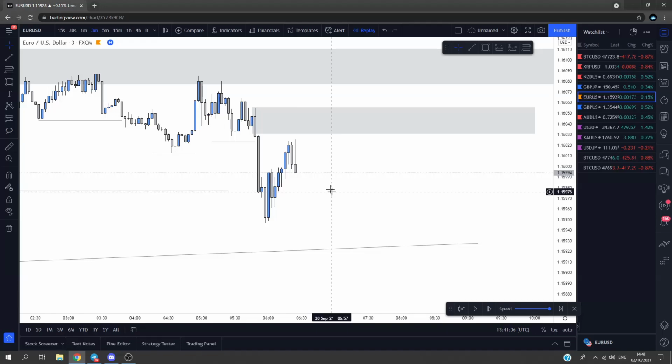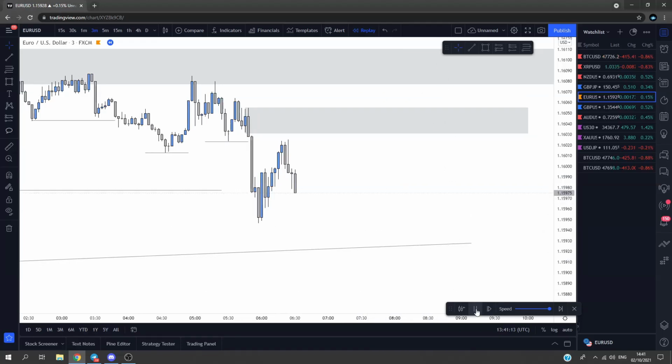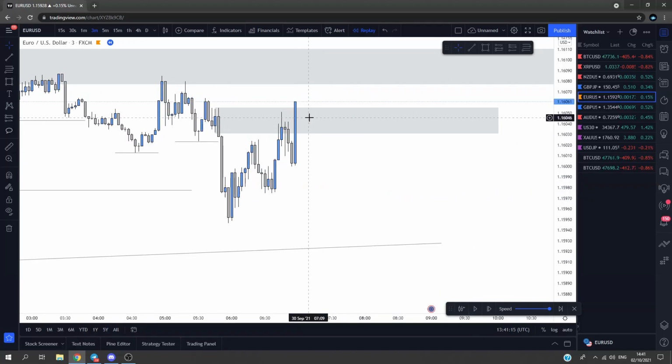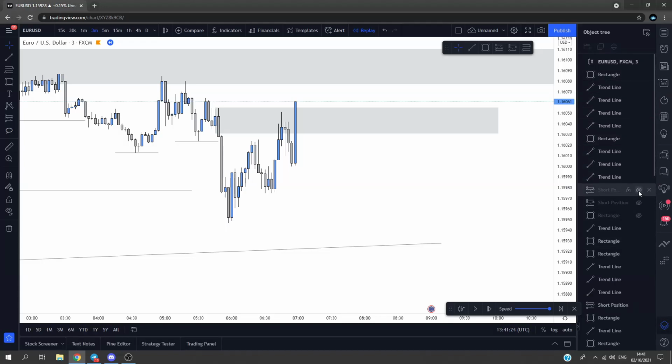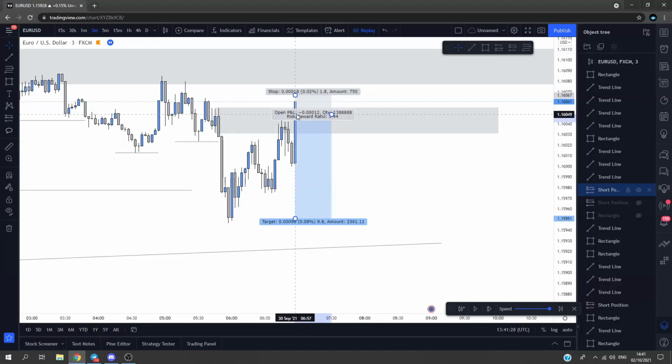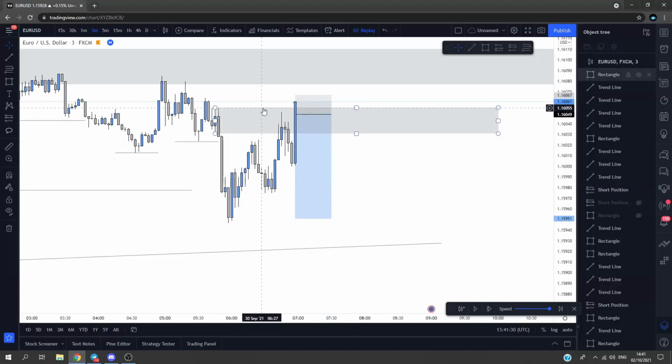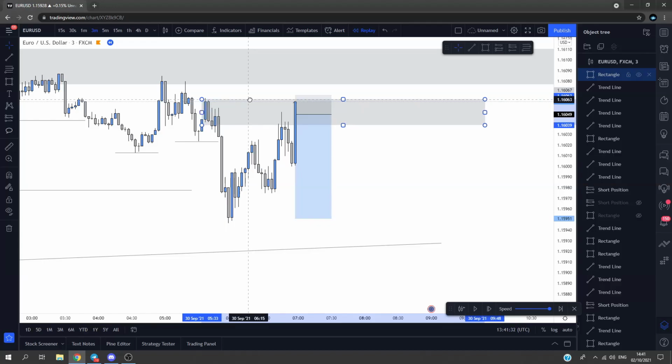So I do account for these wicks 100%, and I know a lot of people don't. I do. I just don't want to get stopped out of trades too early. So bam, price came into our zone, right? Now let's see where I've entered the trade. Short position, right? So I entered the short position here. I actually marked on a higher time frame and marked out these wicks. I can't remember why I did that, I won't lie, but I just accounted for these wicks.